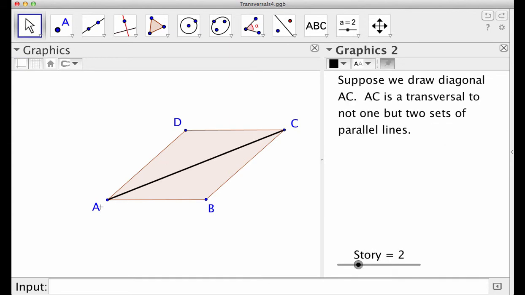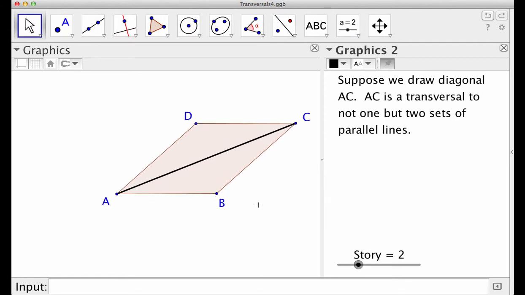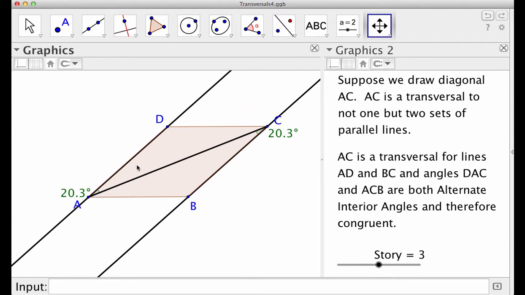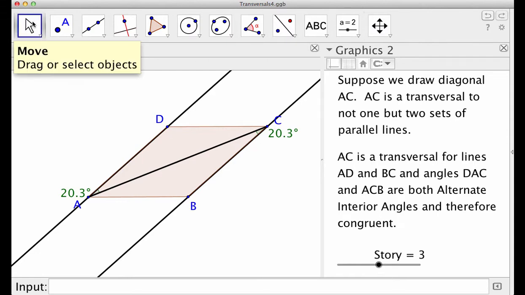Suppose we draw a diagonal from A to C. Well, this line segment here is a transversal for not one, but two sets of parallel lines. So let's take a look at what that means. First of all, we can see that line AC is a transversal for the parallel lines AD and BC. What that means is that the angle here, DAC, and the angle ACB, shown right here, have to be congruent to each other because they are both alternate interior angles.